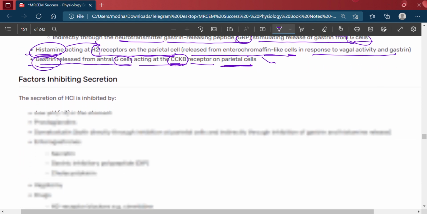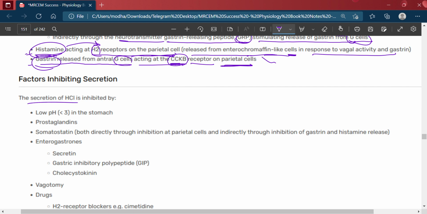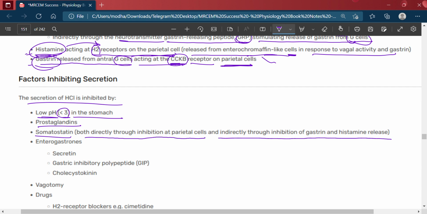Factors inhibiting the secretion. The secretion of HCl is inhibited by a low pH of less than 3 in the stomach, then by prostaglandin and somatostatin, both directly through inhibition of the parietal cell and indirectly through inhibition of gastrin and histamine release. Then enterogastrones like secretin, gastric inhibitory peptide, and cholecystokinin.